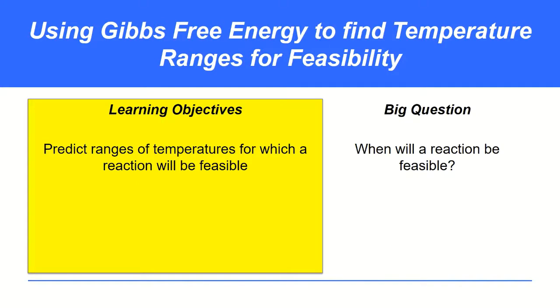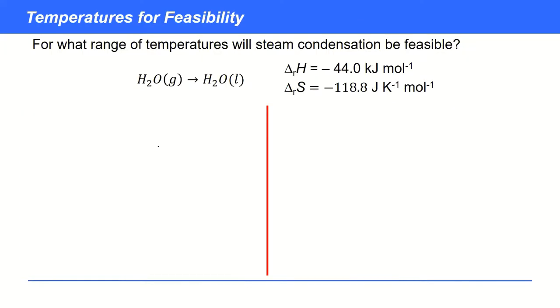Welcome to this video on using Gibbs free energy to find temperature ranges for feasibility. The basic question we're asking here is which temperatures will a reaction be feasible for? So the kind of question that this pertains to is: for what range of temperatures will steam condensation be feasible? Or in other words, for which range of temperatures will delta G be less than 0, and our relationship that we're going to be using is this Gibbs relationship.